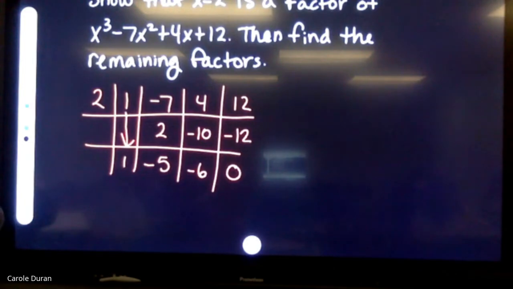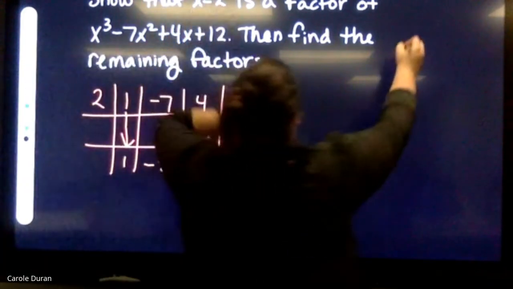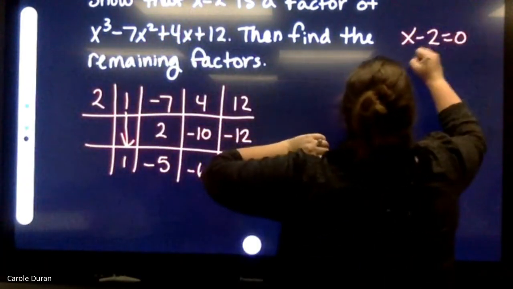What are you confused about? No, because it was x minus 2, so I take that and I set it equal to 0, and I solve, and it makes it positive.